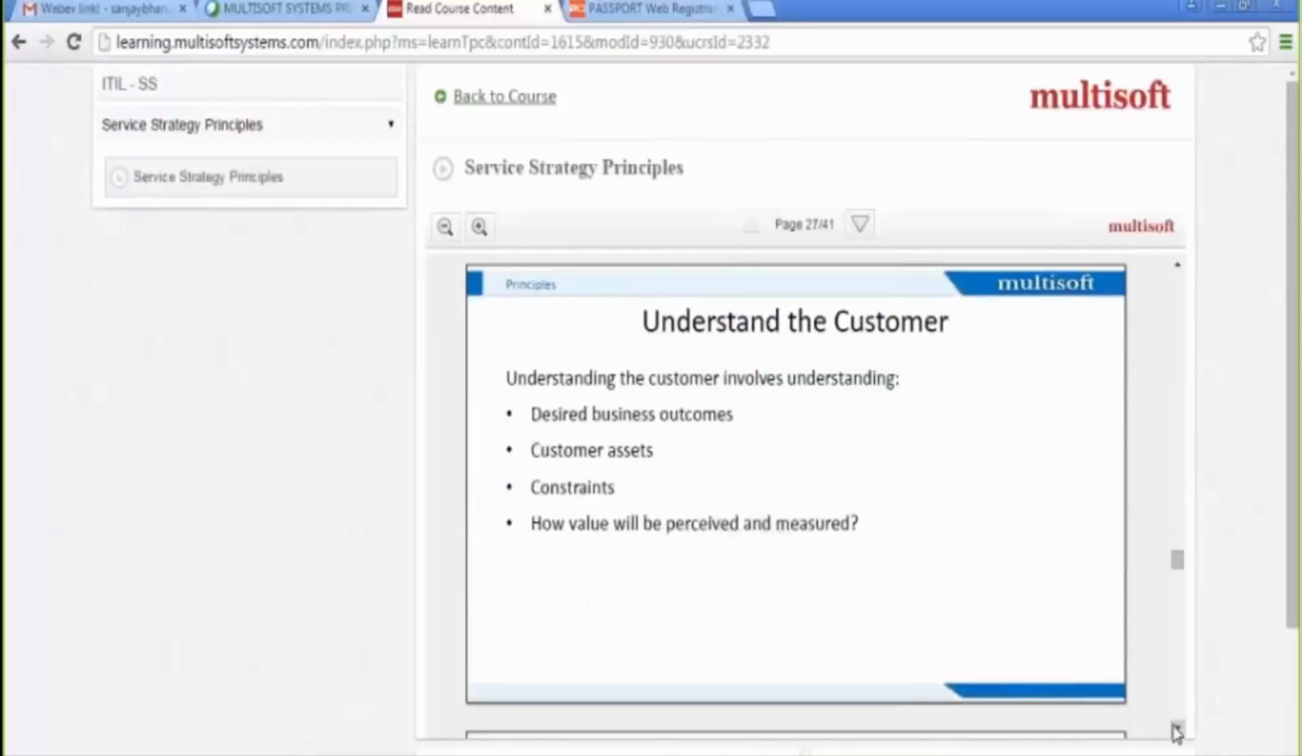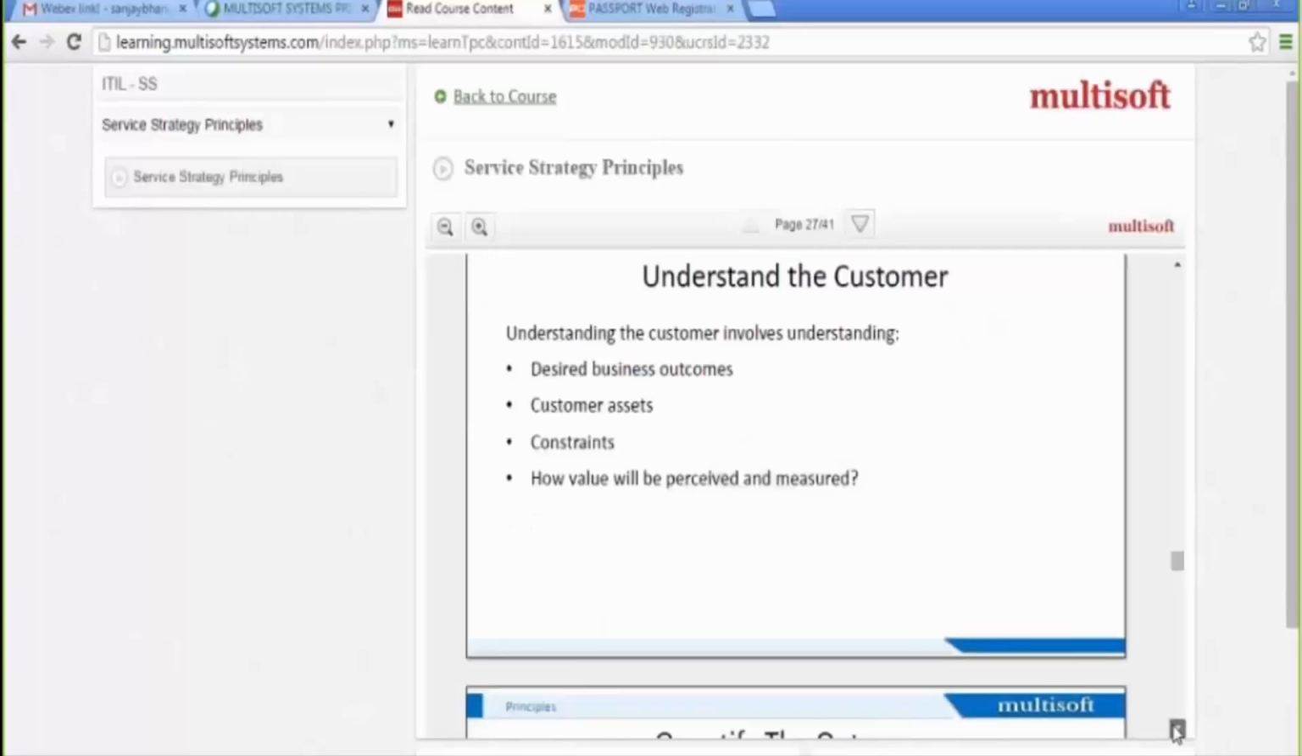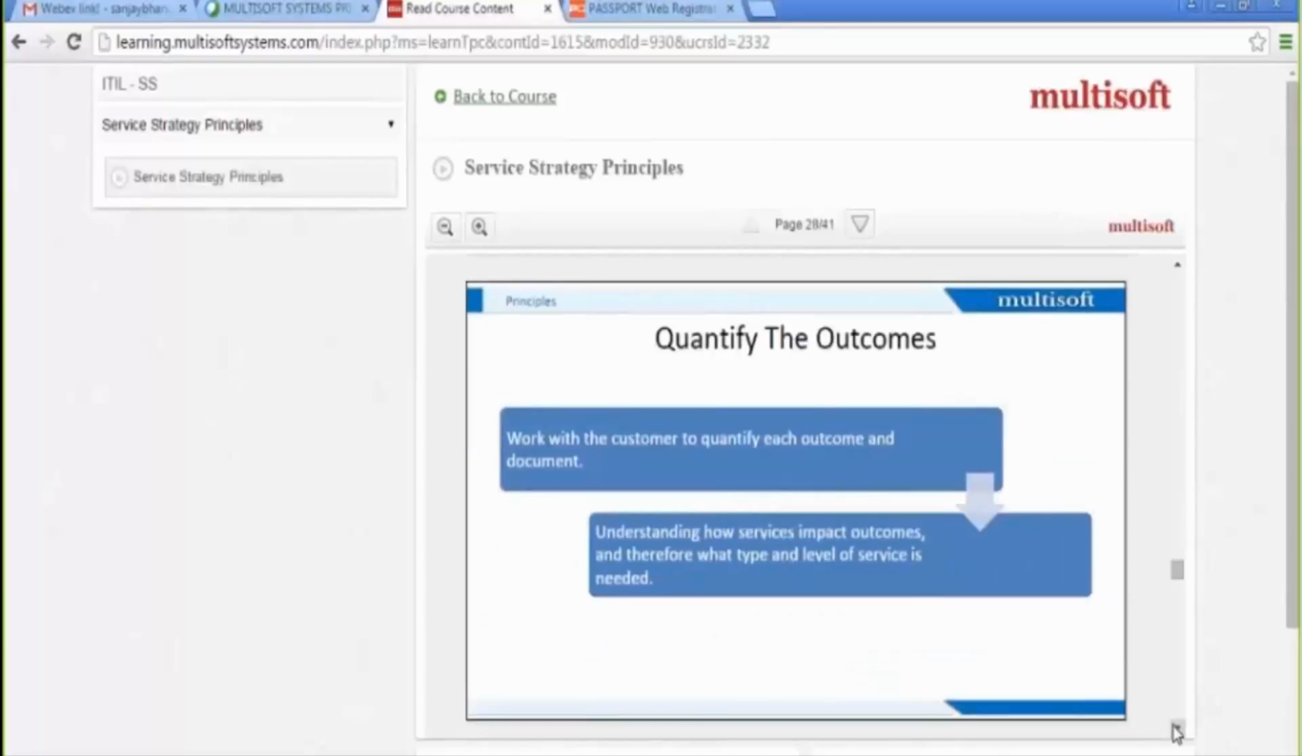Then you need to understand the customer. Understanding the customer involves desired business outcomes, what results they need. Business outcomes means what business they need. Customer assets, what assets they have. Constraints we also discussed yesterday, right? I gave you the example of project constraints. Project constraint means without time, scope, and cost, I can't start the project. So these are my constraints. And how value will be perceived and measured. This is understanding the customer, and then qualifying the outcomes.